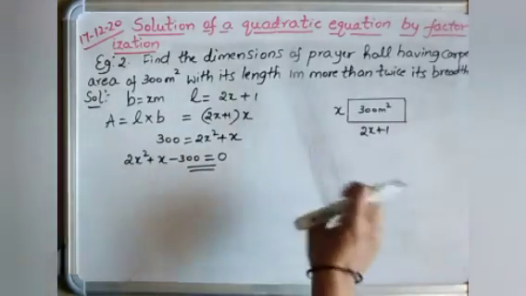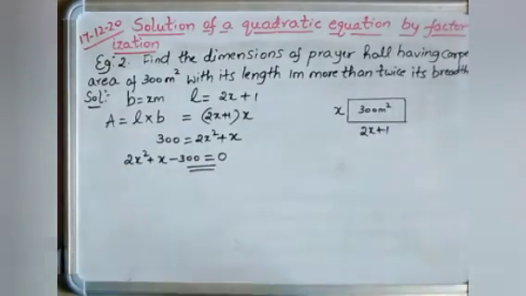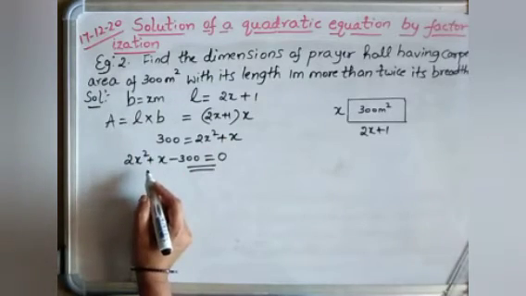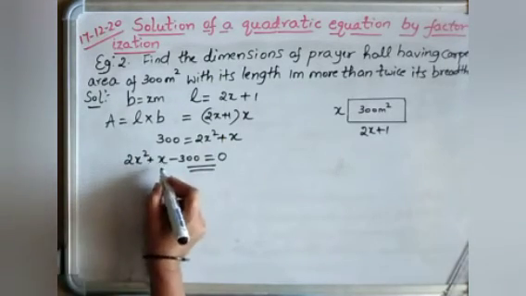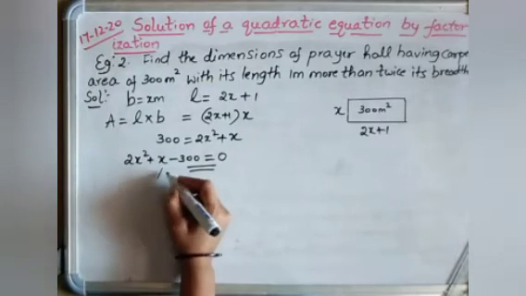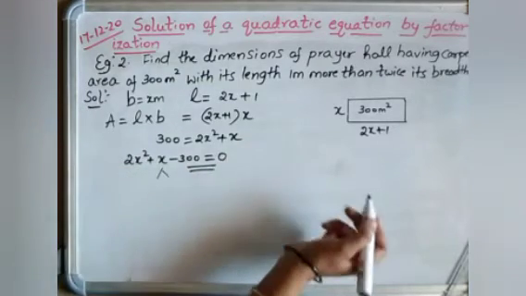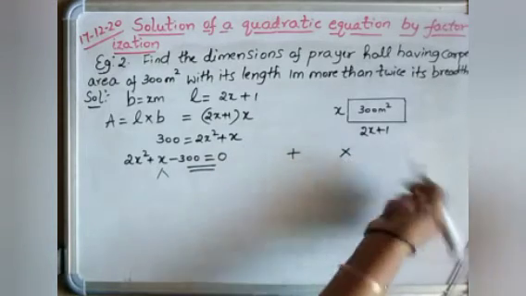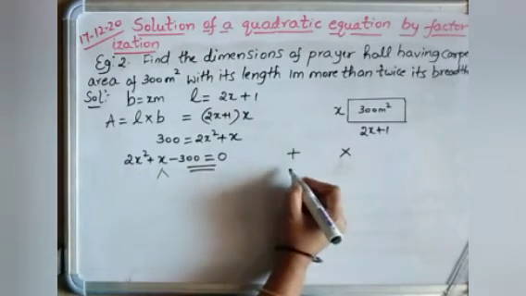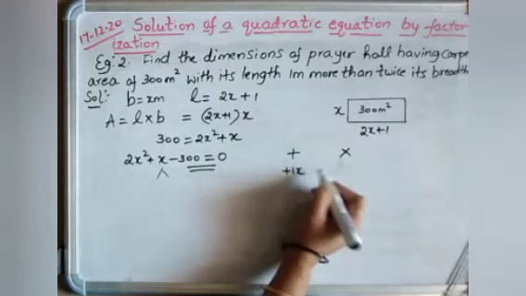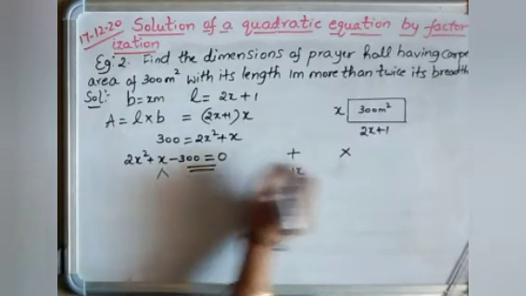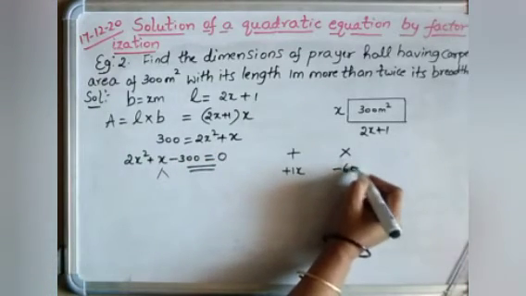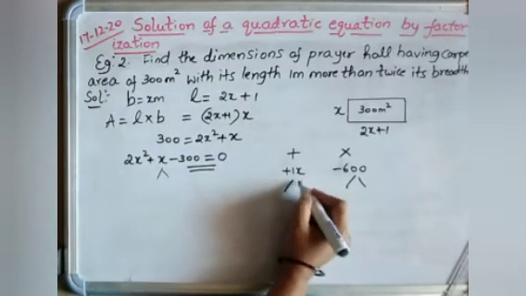But we need the dimensions. How to do that? As earlier we have done, splitting the middle term. Let's split the middle term. The middle term is x here. So when you add, and when you multiply, the numbers should add to plus 1x and give the product minus 300 into 2, that is minus 600. Which are the two numbers?